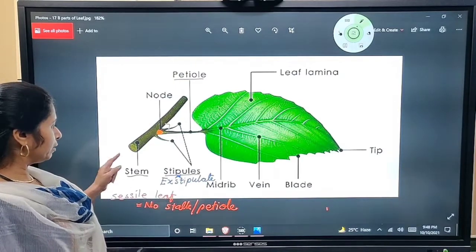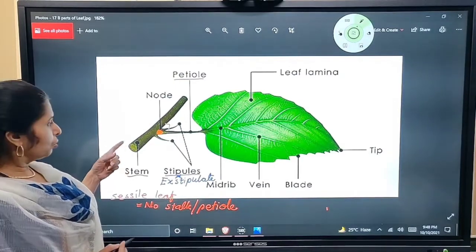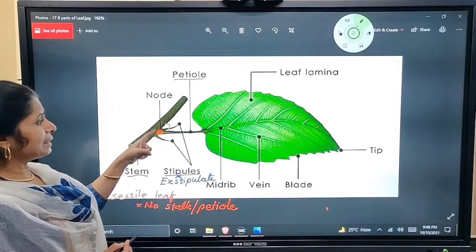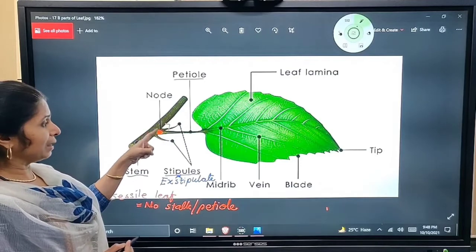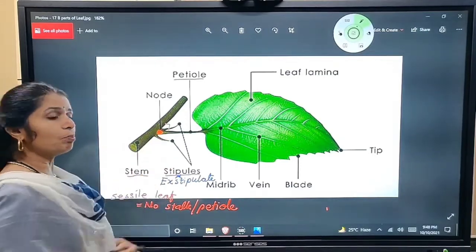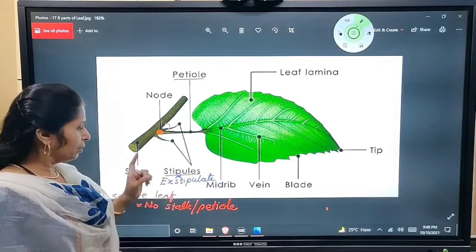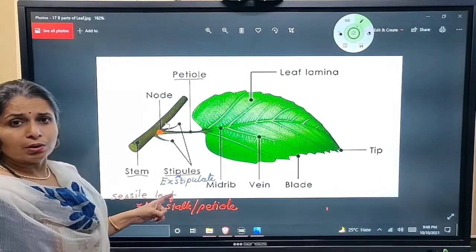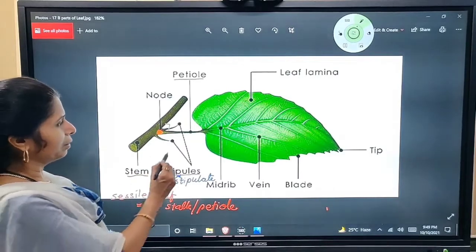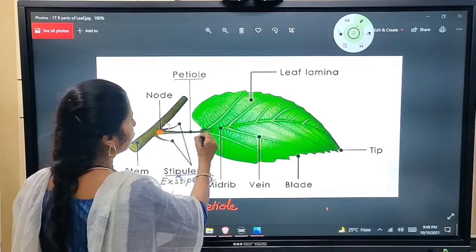So I repeat, on the stem, at the node, the leaf is present, and the angle between stem and leaf is the axil. From the sides of the leaf, an additional outgrowth may be present, not compulsory. That outgrowth is the stipule, and if it is absent, then it is exstipulate. Then this is the total leaf blade.